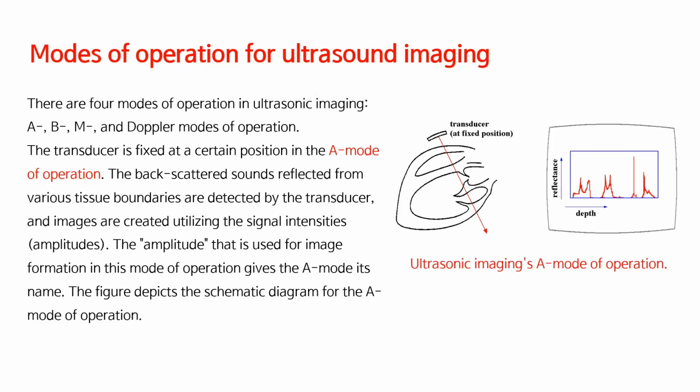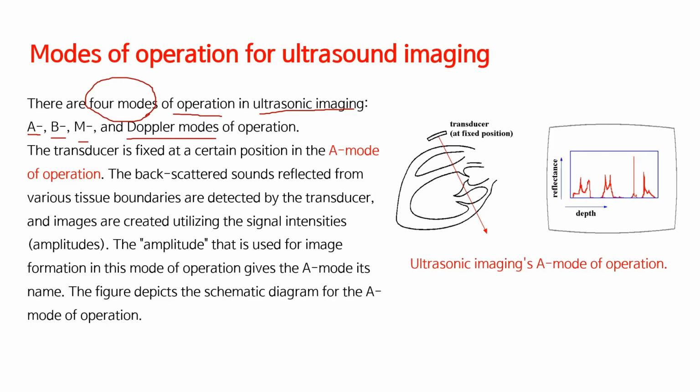Now let's see modes of operation for ultrasonic imaging. There are four modes of operation in ultrasonic imaging: A, P, M, and Doppler modes of operation.